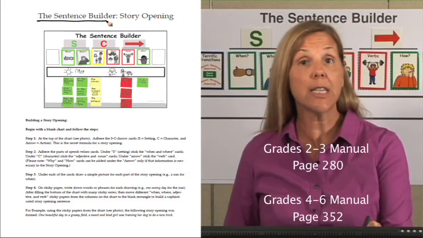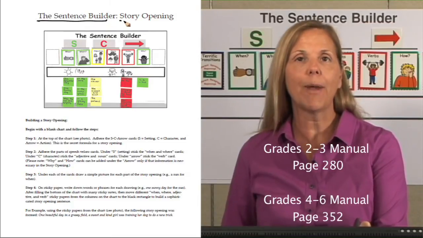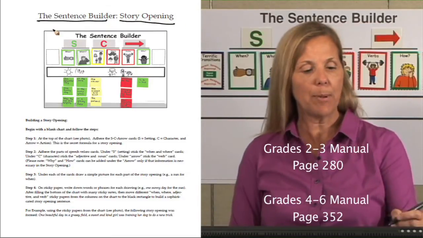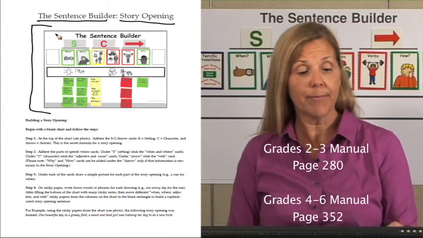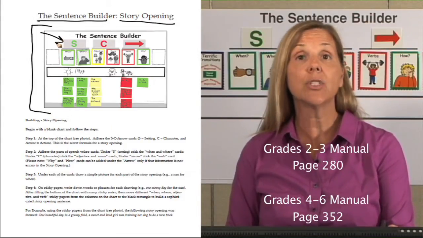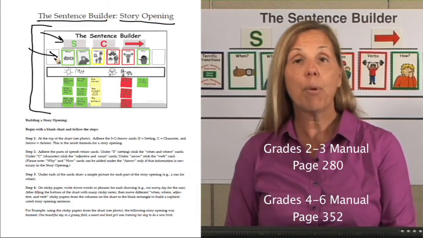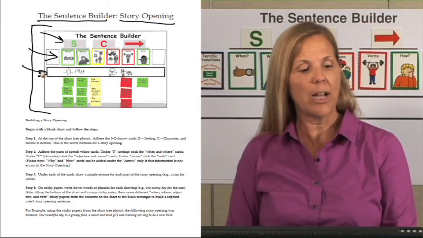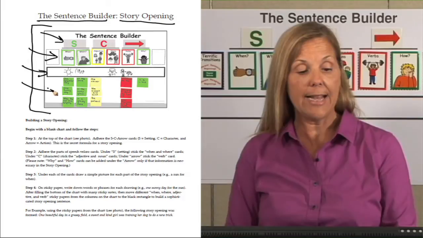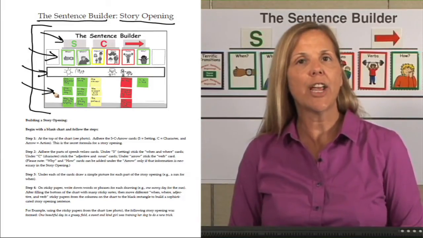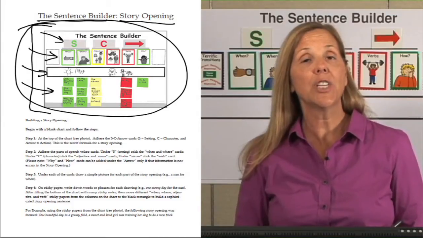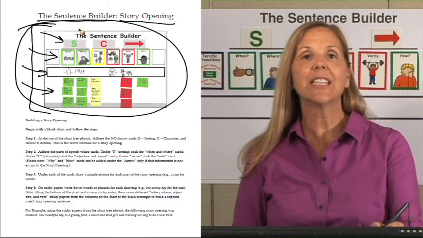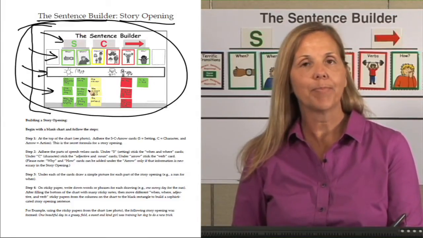We will use the sentence builder in order to form a story opening. Right below here is a picture of a completed story opening using the SC Arrow secret formula, the parts of speech cards, as well as the icon bar and the post-its to generate different parts of that sentence. Follow along using the steps to create a story opening.